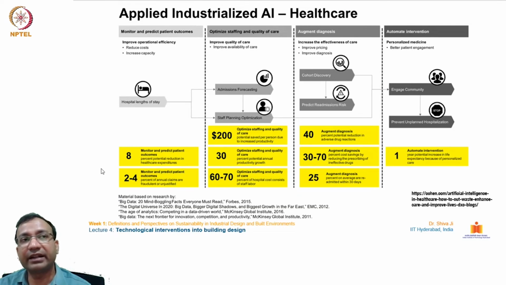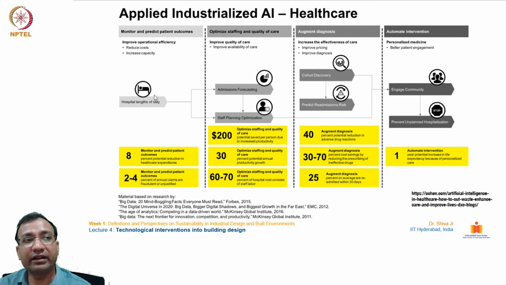Further, see this next table over here. This talks about applied industrialized AI in the healthcare sector. So how this AI is going to help healthcare, we will see in this table one by one. The first column talks about monitoring and predicting patient outcomes, improving operational efficiency, reducing cost, and increasing capacity, of course.